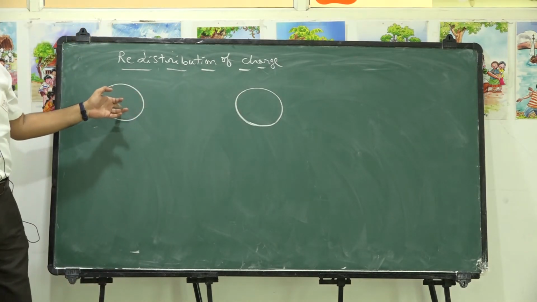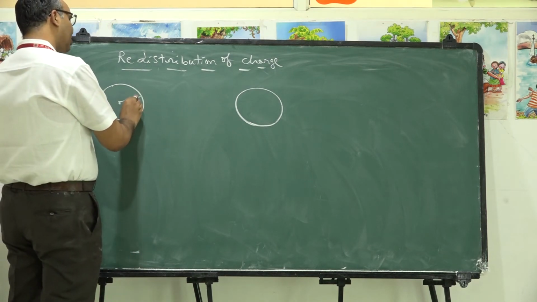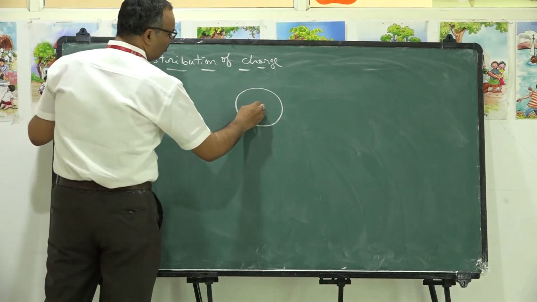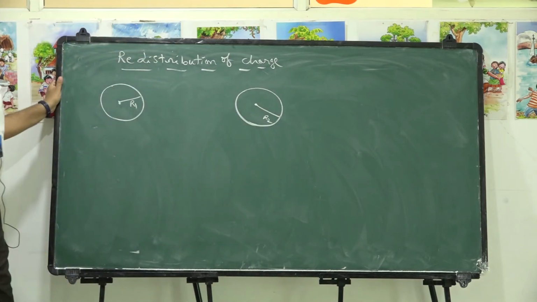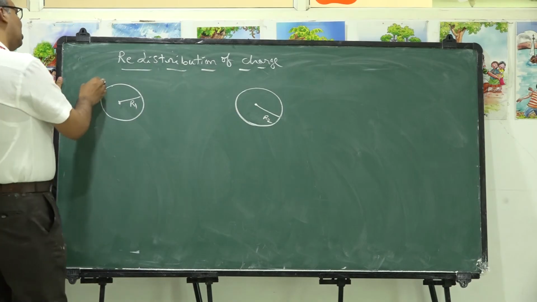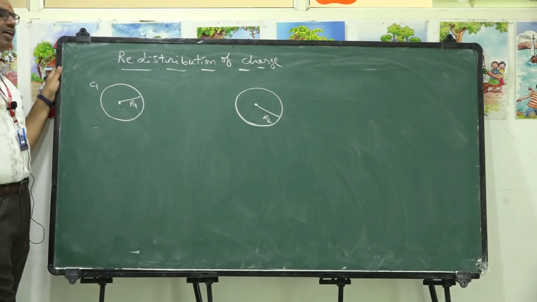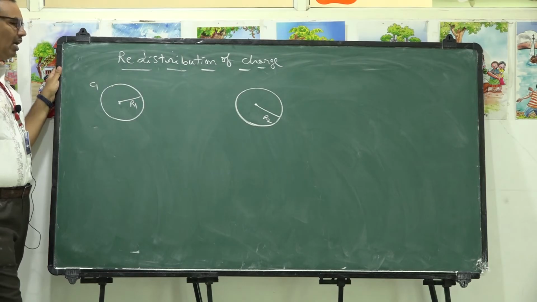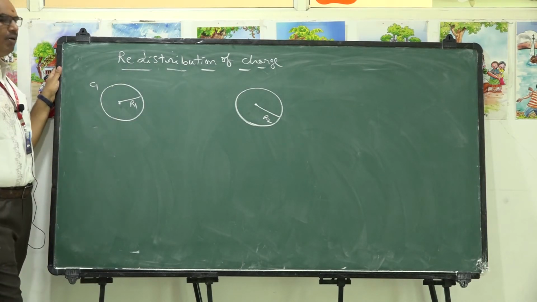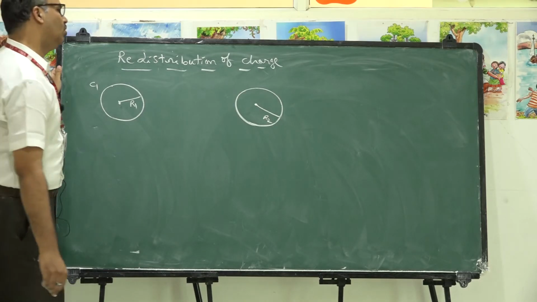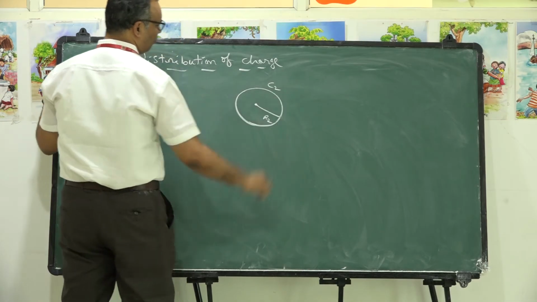Like that, we have taken two spheres. This solid metallic sphere has radius r1. The other solid metallic sphere has radius r2. This sphere has capacitance C1. We already calculated the capacitance of a spherical capacitor. Based on that, for an isolated sphere, 4 pi epsilon naught R1 will be the capacitance of the first, and 4 pi epsilon naught R2 will be the capacitance of the second.